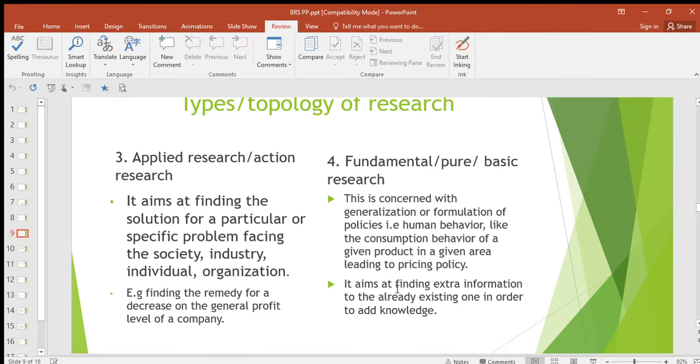It aims at finding extra information to the already existing information in order to add knowledge. Applied research, it's about finding a solution to a particular problem being faced by a society, an industry, an individual, or an organization.